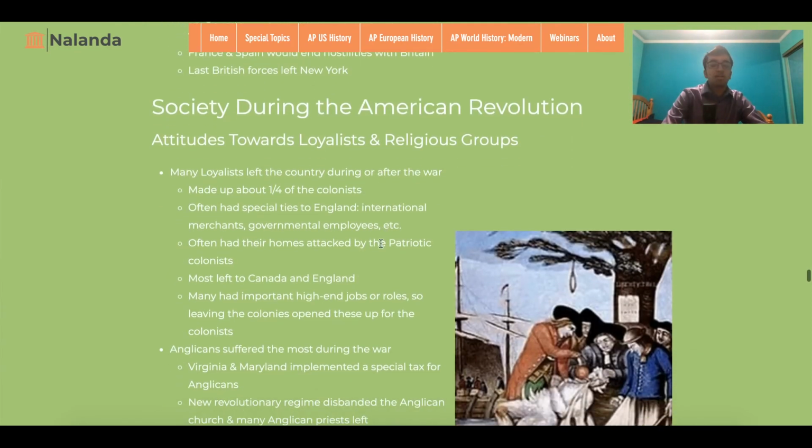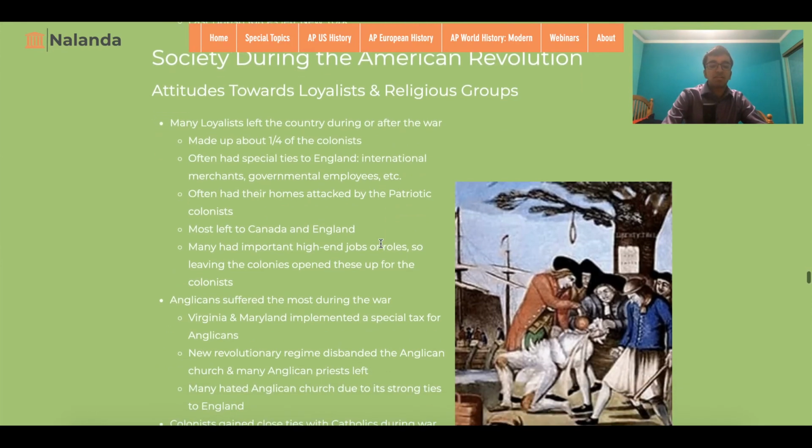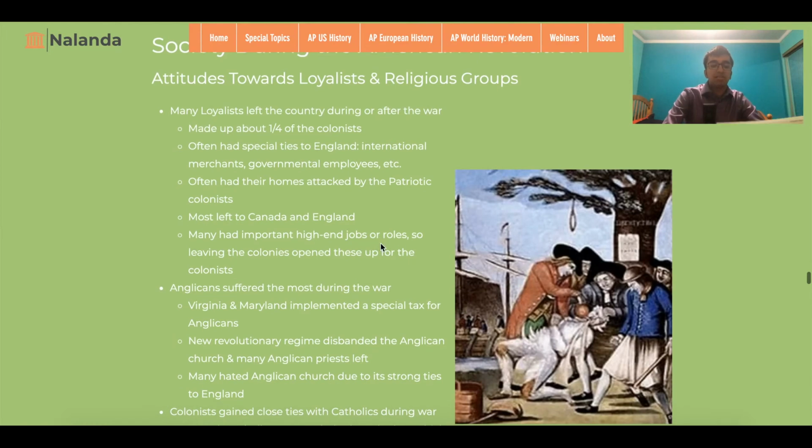Now, during the war, many loyalists fled to Canada or England, and most of them had prominent roles in the colonies, especially with colonial ties to Britain. So when they left, other colonists were able to fill their spots. Additionally, attitudes towards Anglicans worsened because people associated the Anglicans with the British, and the colonists actually gained closer ties to the Catholics because when the French Catholics came to help, the colonists started to appreciate the Catholics more.